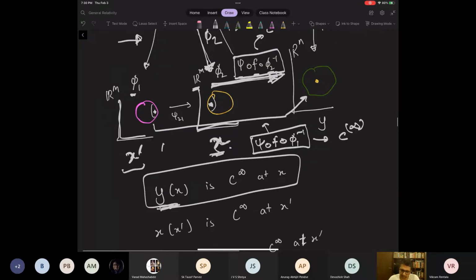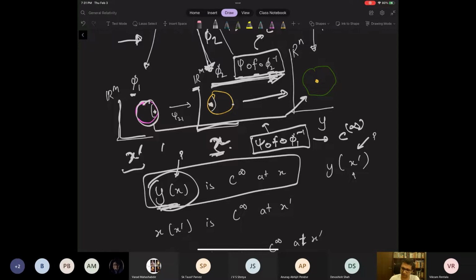In other words, this map from this coordinate to this coordinate is y of x. If we had used the other coordinate patch, then we are trying to find the function y of x prime, that is, we're transferring from the coordinates x prime on the manifold M. So instead of describing the same point P by coordinates x, we're describing it by coordinates x prime in a different coordinate system. And now we want to ask, is it guaranteed that this is C infinity?